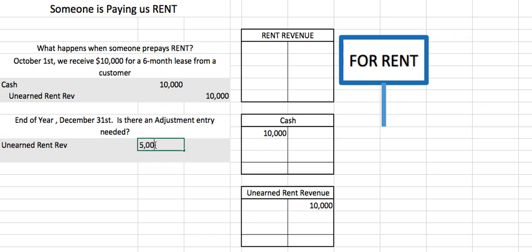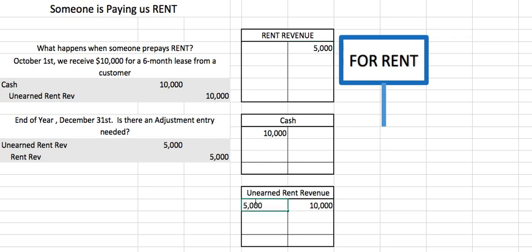Half of that $10,000, and we'll credit rent revenue for $5,000. Oops, $5,000. Rent revenue is a revenue account, and that will go on our income statement.